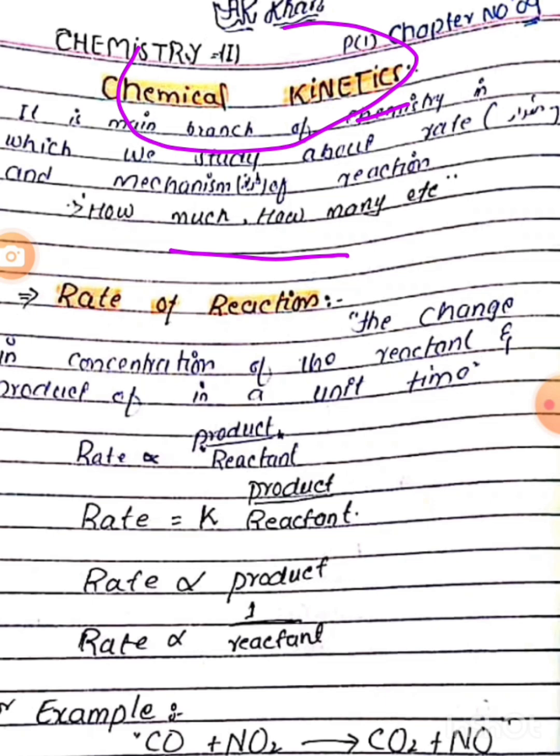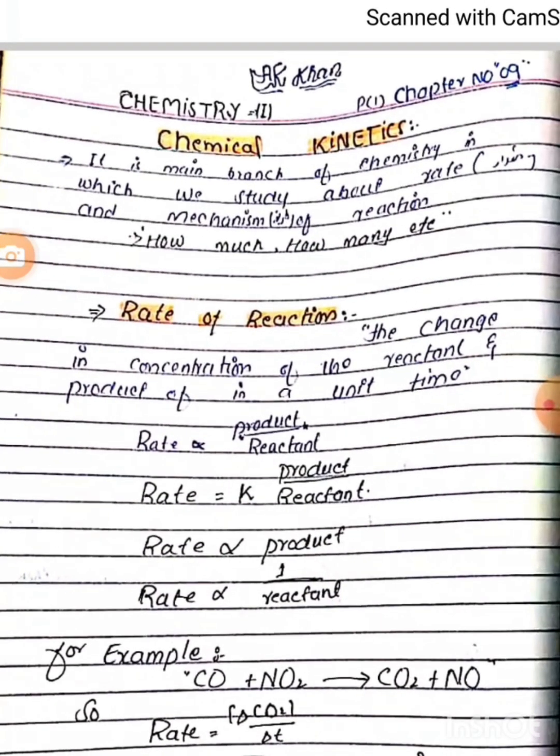Now we discuss the rate of a reaction. The change in the concentration of the reactant and the product in a unit time is called the rate of a reaction, as I discussed. The change in the concentration of the reactant and the product in a unit time is known as the rate of a reaction. The change that comes in the product and reactant is described as the rate of a reaction.